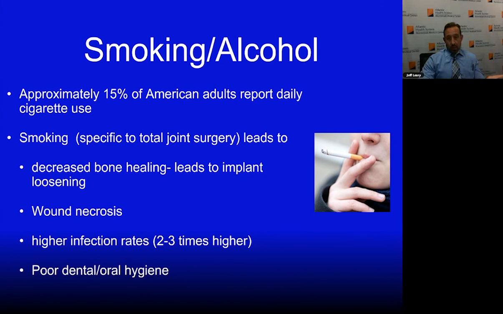Smoking and alcohol use, these are big ones. Approximately 15% of Americans still report that they smoke daily. Specific to joint replacement, in the orthopedic literature, it's been shown to correlate with impaired healing, which can lead to implant loosening and then revision surgery. Wound necrosis, higher infection rates, up to 2 to 3 times. It also leads to poor dental and oral hygiene, which in and of itself is an independent risk factor for infection.